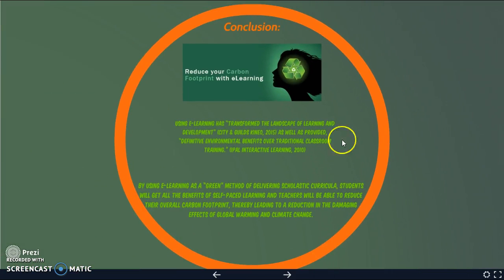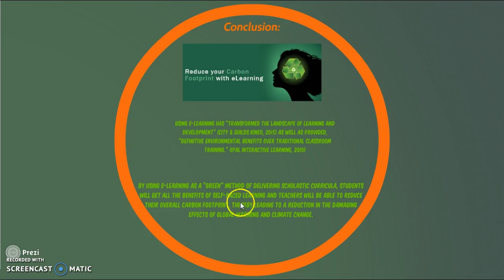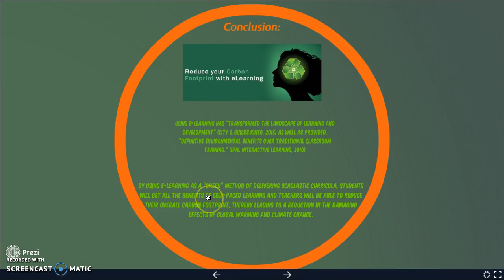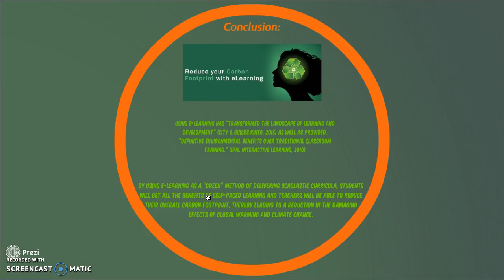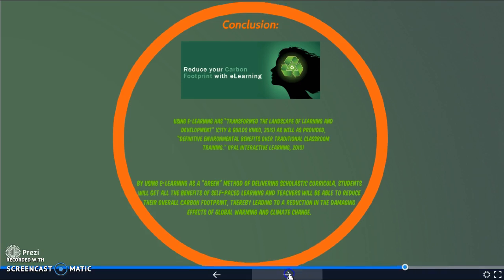So in conclusion, how can we help the environment as teachers? Well, we could use e-learning because we can reduce our carbon footprint. Basically, if we use this green method of delivering our curriculum, we'll be able to give students the benefits of self-paced learning, but we can also reduce our carbon footprint, which can lessen the damaging effects of global warming and climate change. So the last slide is my references.